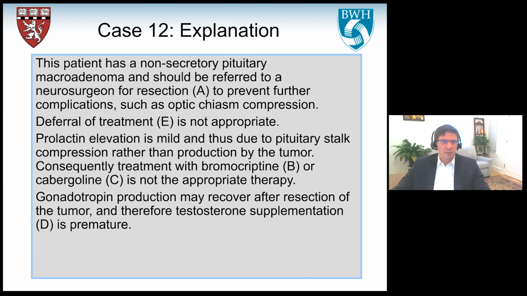Prolactin elevation is mild and thus due to pituitary stalk compression rather than production by the tumor. Consequently, treatment with bromocriptine or cabergoline is not the appropriate therapy. Gonadotropin production may recover after resection of the tumor, and therefore testosterone supplementation is premature.